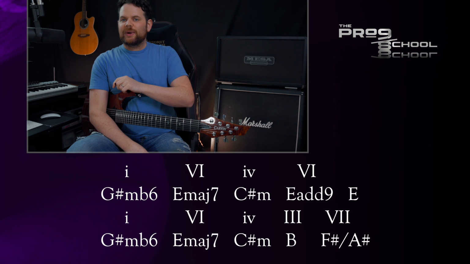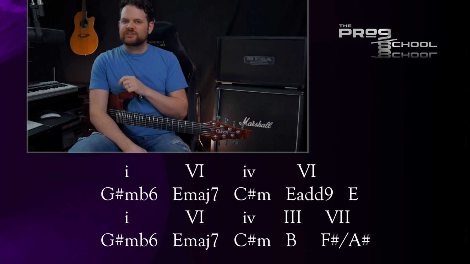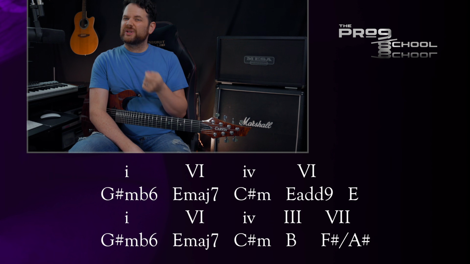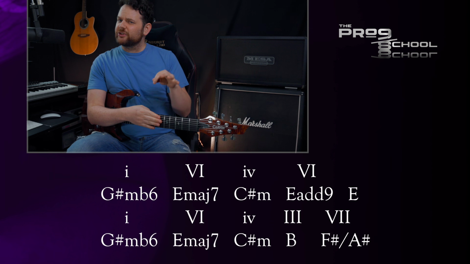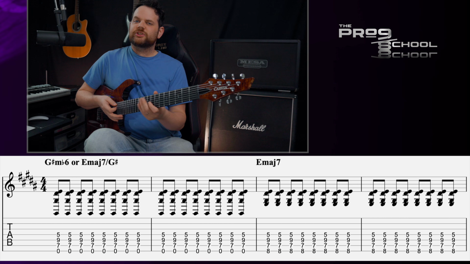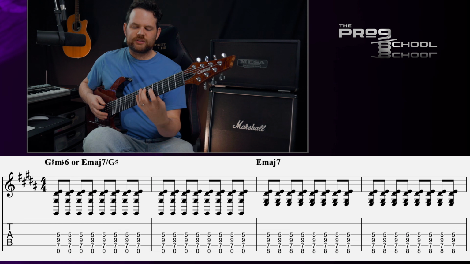In the key of G sharp minor, this is a 1-6-4-6, then a 1-6-4-3-7 progression. It's pretty simple, never leaves the key of G sharp minor, but there's some really cool chord shapes here. It starts with this G sharp minor with the added flat 6.